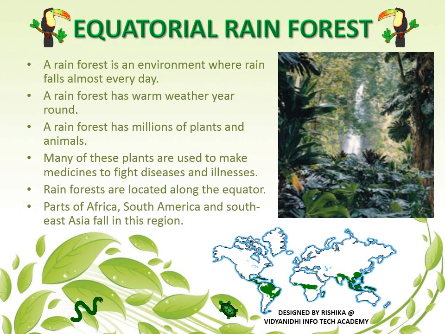Equatorial rainforest. A rainforest is an environment where rain falls almost every day. A rainforest has warm weather year-round. A rainforest has millions of plants and animals. Many of these plants are used to make medicine to fight diseases and illnesses. Rainforests are located along the equator. Parts of Africa, South America, and Southeast Asia fall in this region.